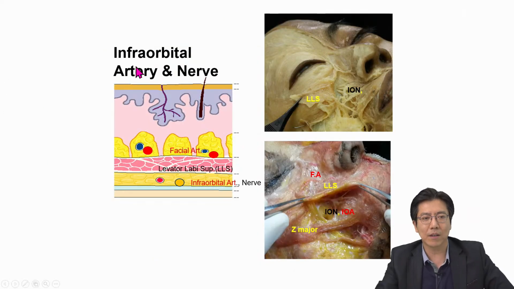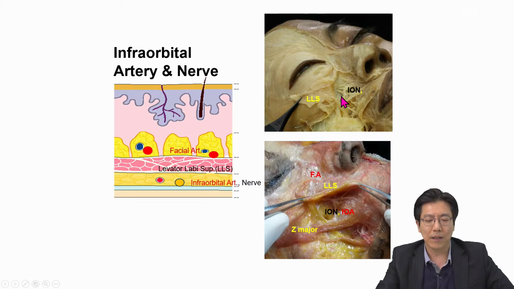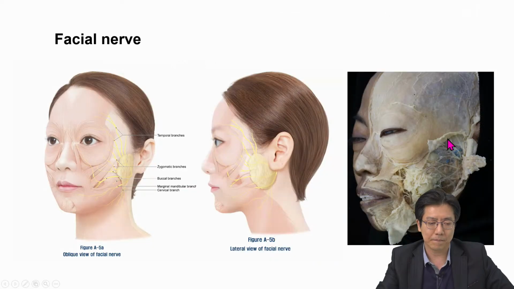What about the infraorbital nerve and artery? When you open the levator labii superioris muscle, you can see the infraorbital nerve and infraorbital artery. The nerve and artery are deep underneath the LLS, and protected by the levator labii superioris muscle. What about the facial nerve? These are branches of the facial nerve which come out from the parotid gland. Then they run medially, then go up to innervate the facial expression muscles. As you see, the facial nerves are just underneath the SMAS layer.